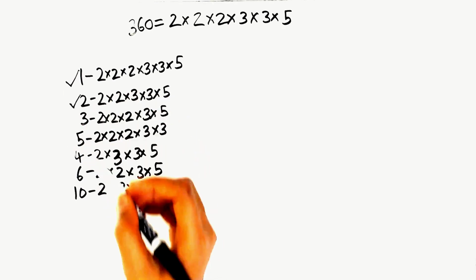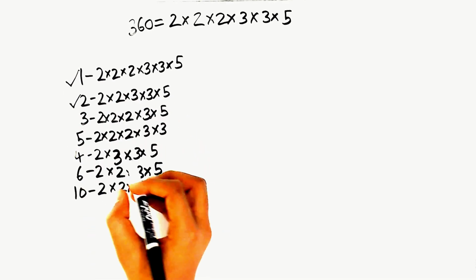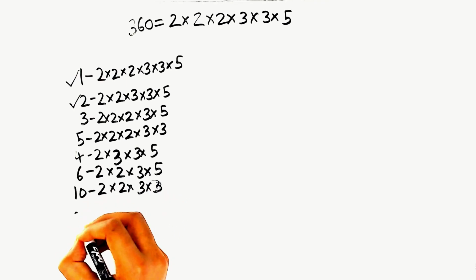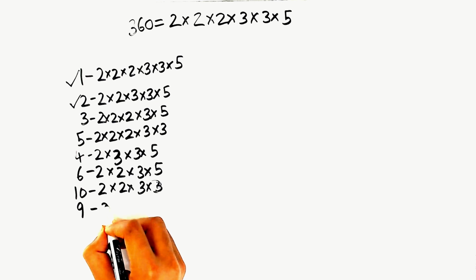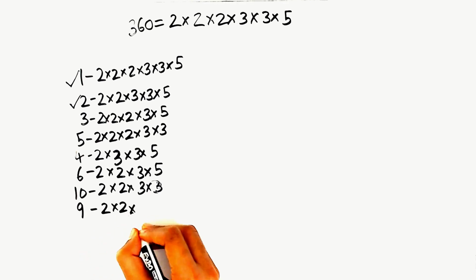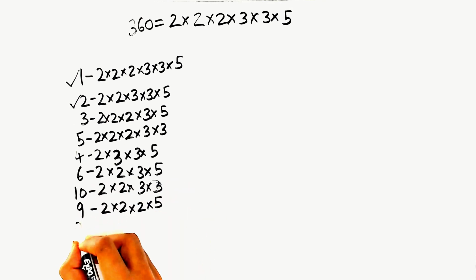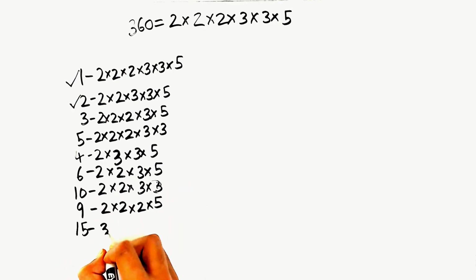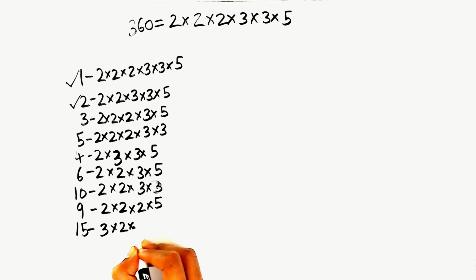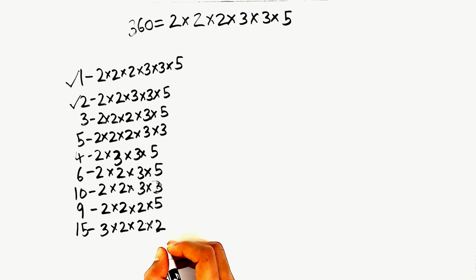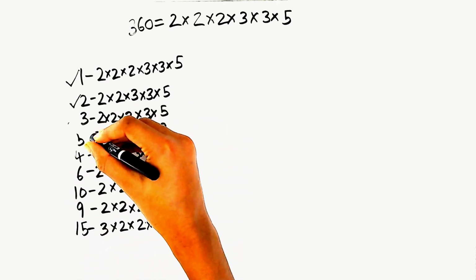So we're done with 2. Now let's go to 3. So here 3 times 2 is 6. We already have that. And 3 times 3 is 9. We don't have that yet. So it'll be 2 times 2 times 2 times 5. Now 3 times 5, 15. 3 times 2 times 2 times 2. Okay, so now we're done with 3.